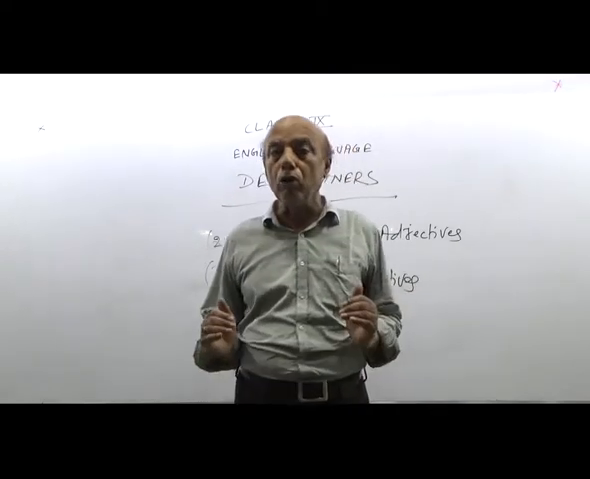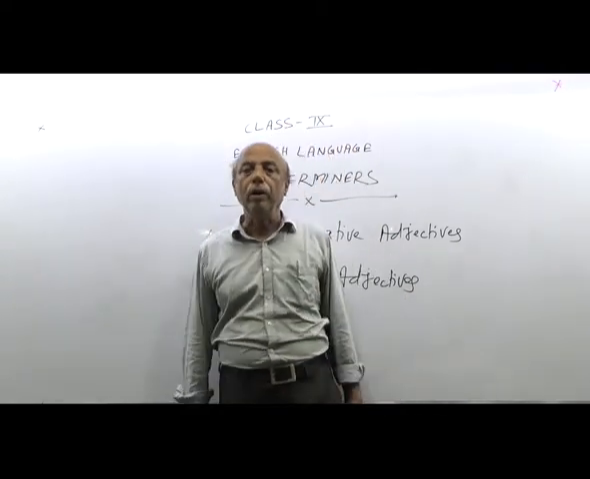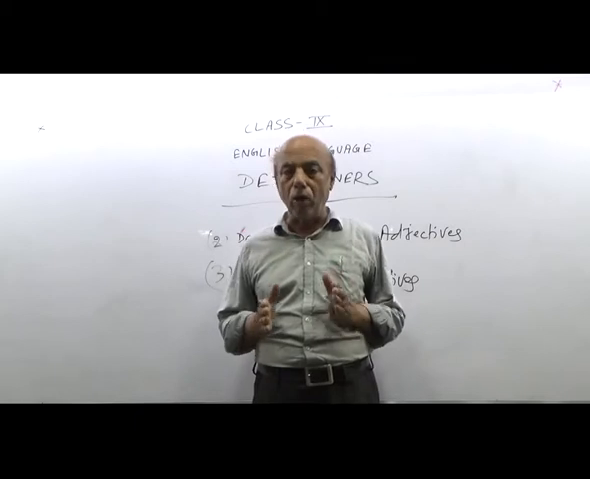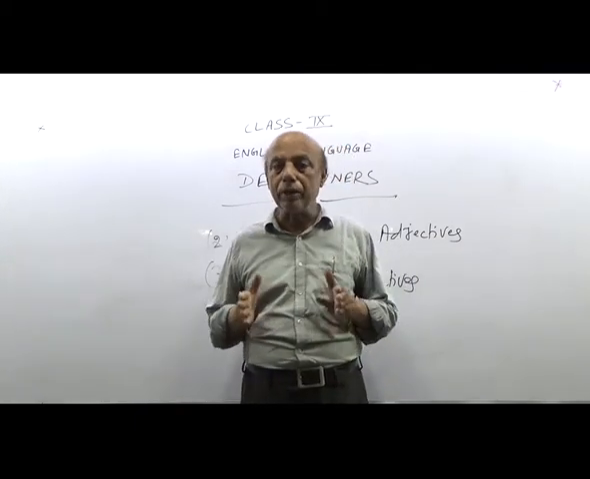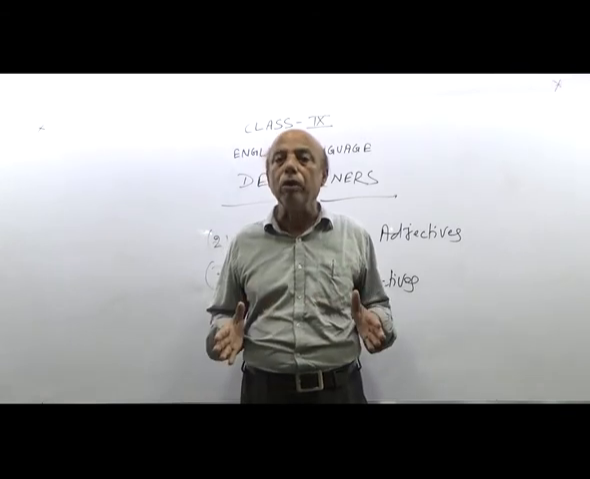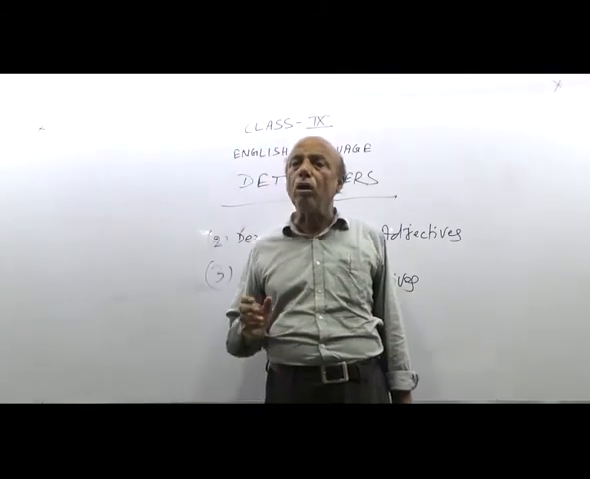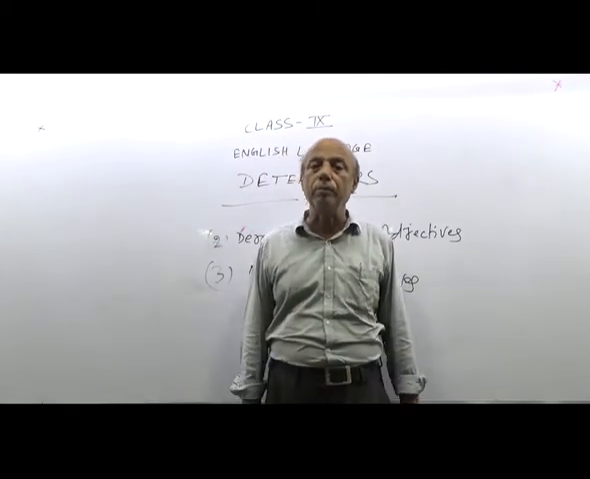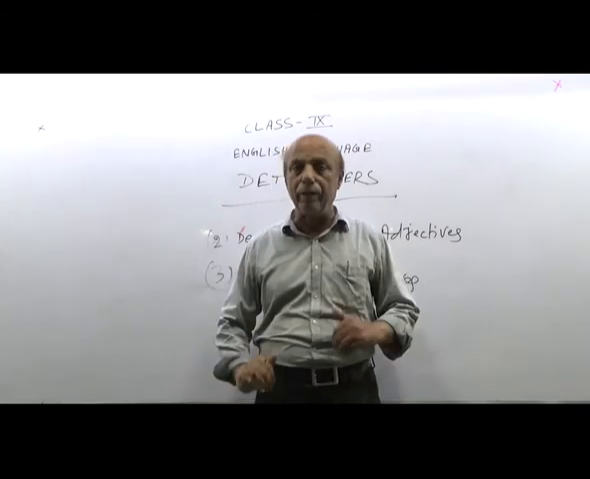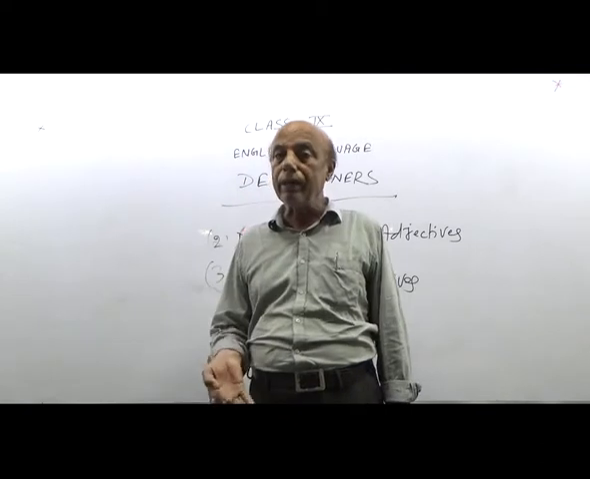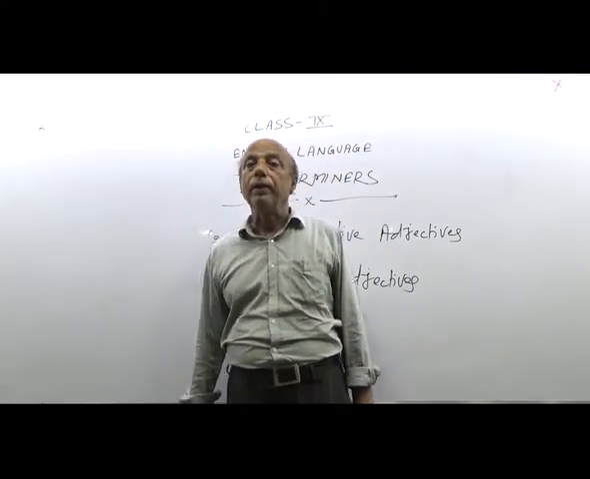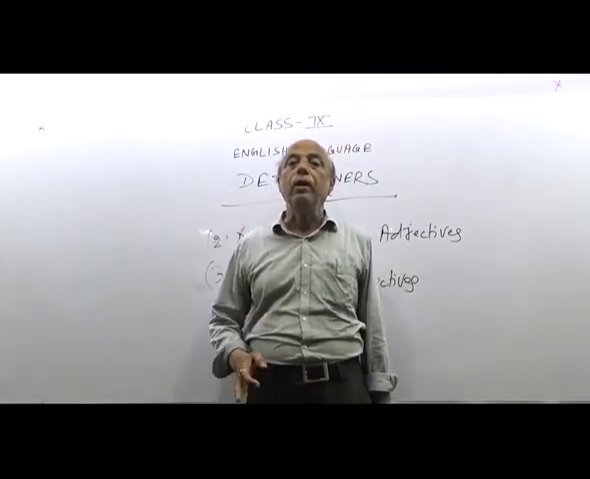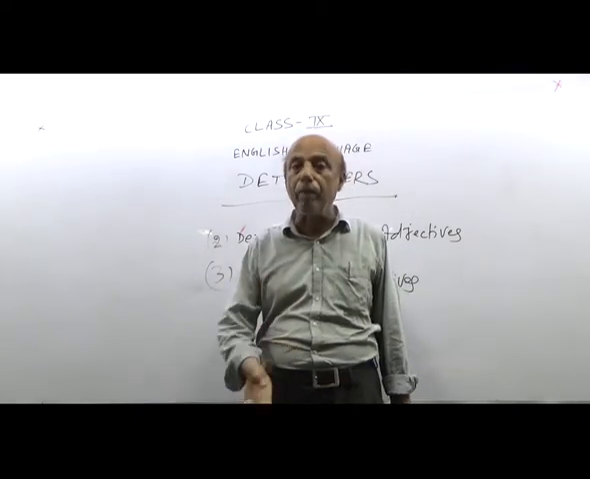A lot of is also a determiner. For example, if it is told a lot of students are present in the class, here a lot of is used with countable nouns, and a lot of is also used with uncountable nouns, material nouns. For example, a lot of water has been drunk by me. Here water is also a noun, but it is used as a material noun.